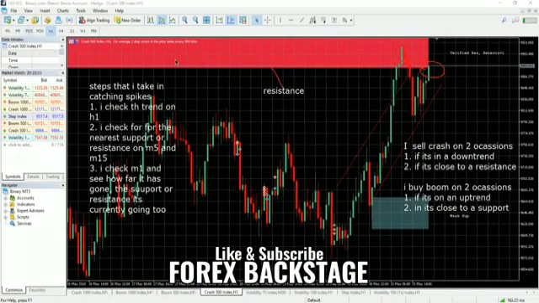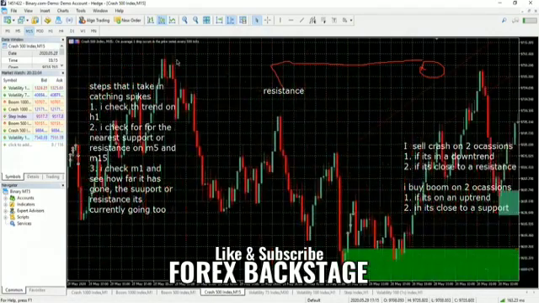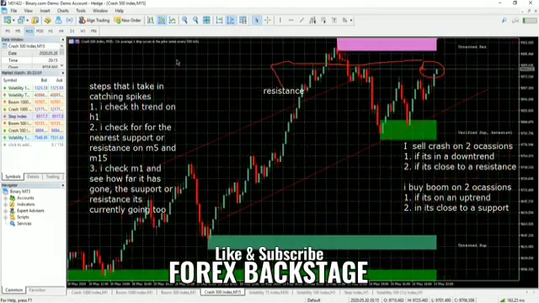M15, and see if it is close to a resistance. See, it is close to a resistance here. Can you see? There is a resistance here. So we are expecting a spike around here. But I feel it is going to break this line and come up here. That is how I feel.